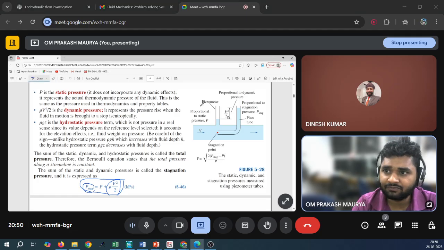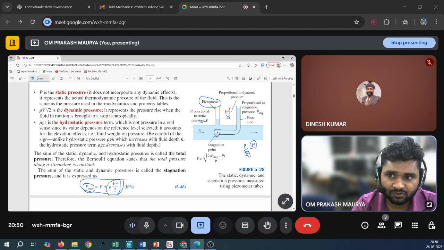So here, this is from your piezometer. You can calculate the static pressure as you can see here. And in the question the head is given. Head means the pressure divided by rho g. This is in meters. So this value is given as 5 meters. And from the pitot tube you can calculate the stagnation pressure. So this value is given as 6. This 6 value is given as p by rho g. P is the stagnation pressure.